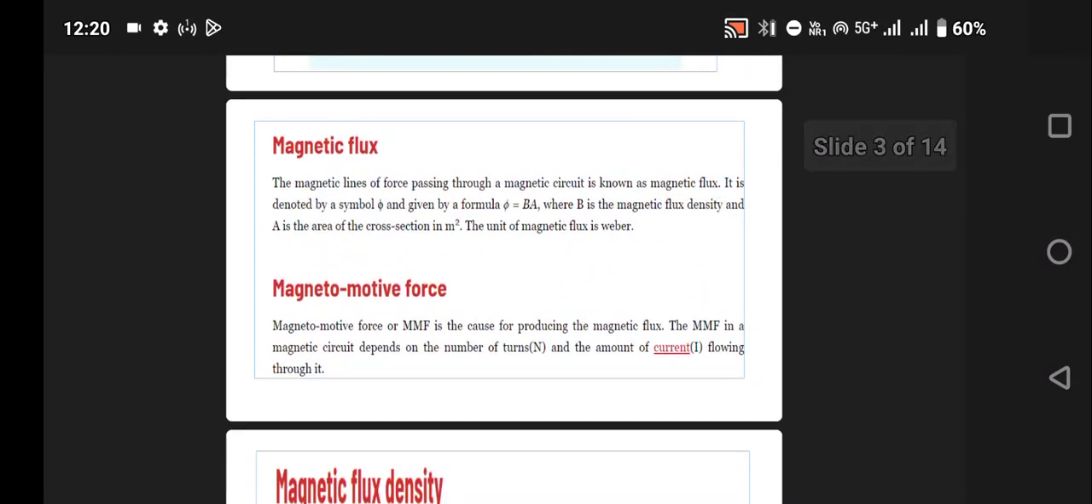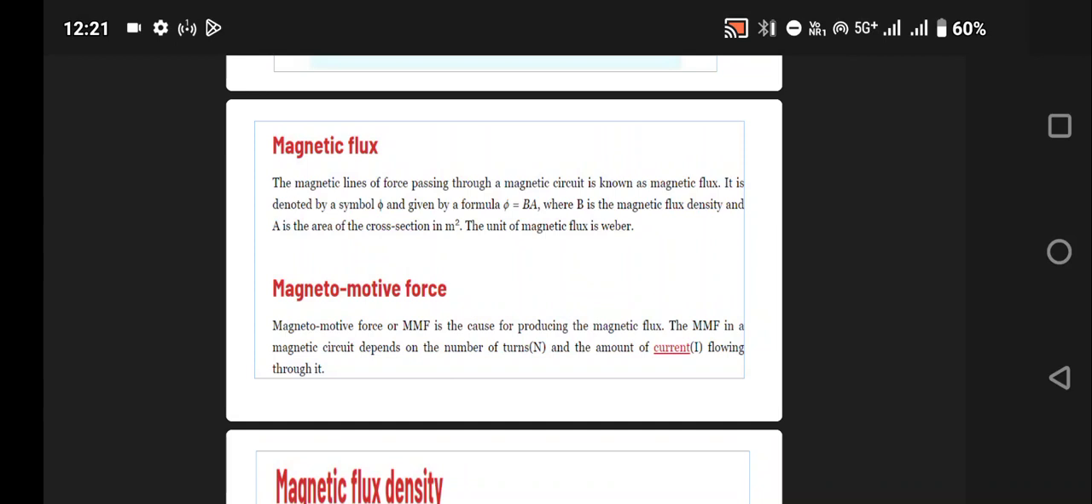The definition of magnetic flux. Magnetic lines of force passing through the magnetic circuit are known as magnetic flux. Normally, it is represented by the symbol phi. The formula for the magnetic flux is phi is equal to B into A, where B is the magnetic flux density and A is the area of cross section. The unit of the magnetic flux is Weber.